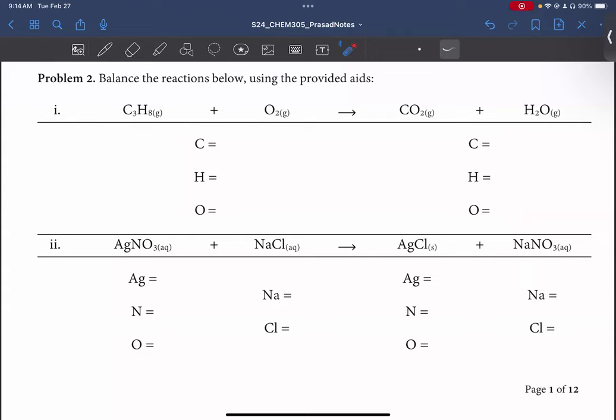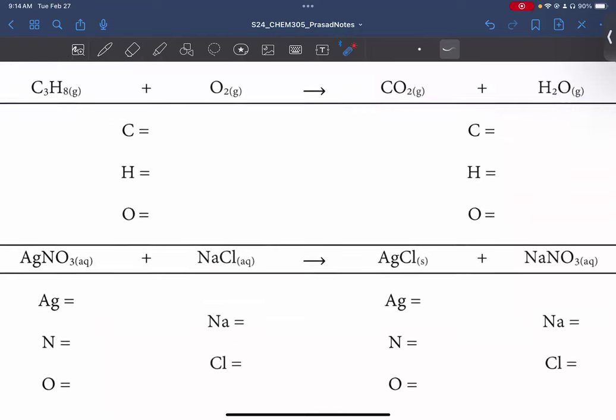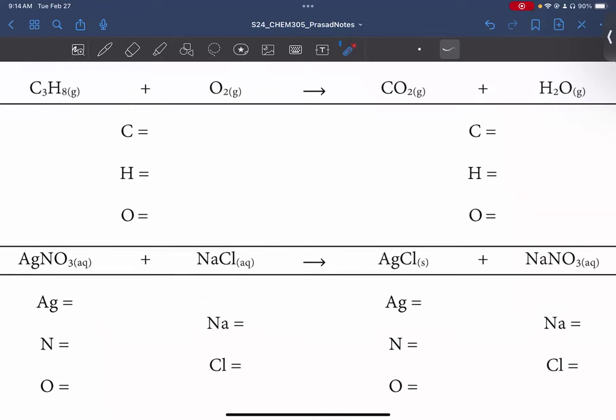So let's start with the first one. We have here C3H8, which reacts with O2 to form CO2 and water. So counting all of our atoms on the left and right side, we have three carbons on the left, eight hydrogens, and two oxygens. On the right-hand side, we have one carbon, two hydrogens and three oxygens. Do know that two of the oxygens are in CO2, and there is one in H2O. So in total, there are three.